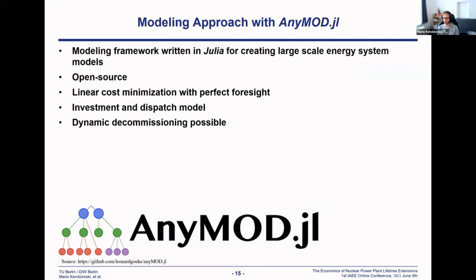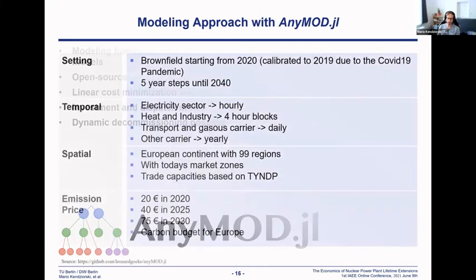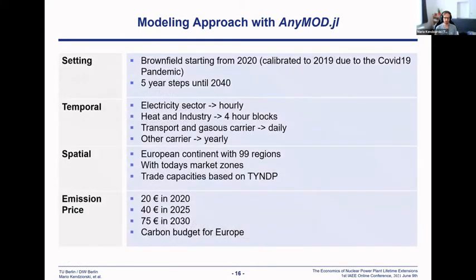And then in the second part of our approach, we want to apply scenarios. So we use an optimization model which is based on the AnyMod framework. It's a linear cost minimization model with perfect foresight. It does investment and dispatch. A nice feature is dynamic decommissioning. So the setup is a brownfield setup.